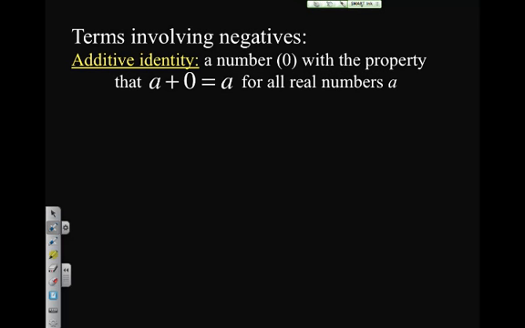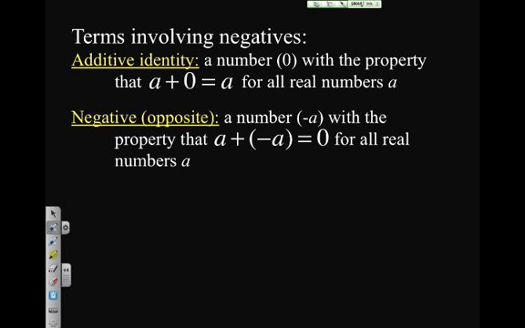Now some terms involving negatives. We've got the additive identity, and the additive identity is a number, and we represent it with a 0, and then it has this property. Any number plus 0 is equal to that number for all real numbers a. So we think about 5 plus 0 is still 5, or negative 8 plus 0 is still negative 8. And this is the additive identity.